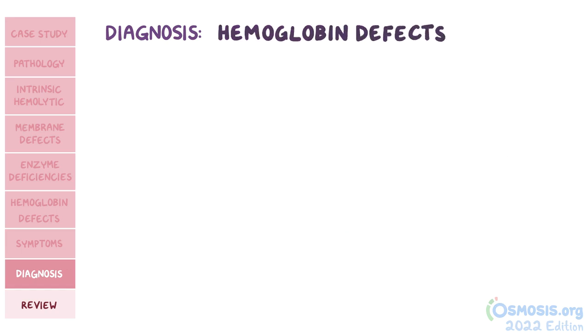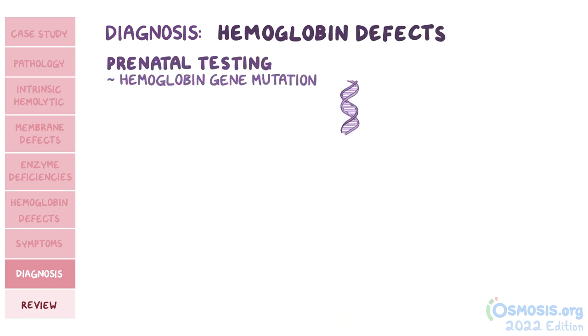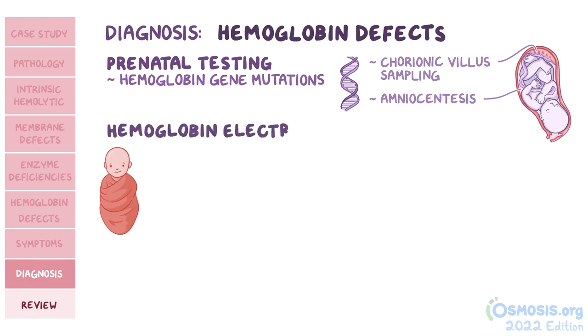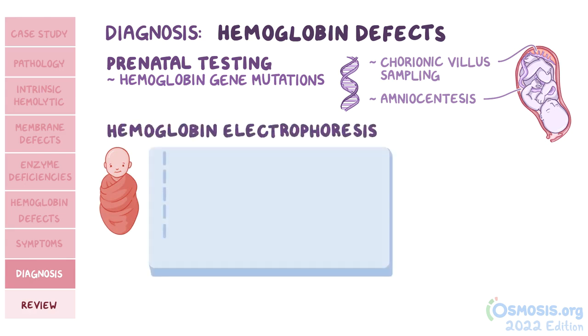Hemoglobin defects can be diagnosed with prenatal testing for hemoglobin gene mutations. A sample of the fetal DNA can be obtained through either chorionic villus sampling or amniocentesis. In some settings, hemoglobin defects are tested for in newborn screening by using hemoglobin electrophoresis. In a newborn with sickle cell disease, it'll show an intense band of hemoglobin F, or HbF, and another lighter band of HbS instead of the adult hemoglobin A, or HbA.